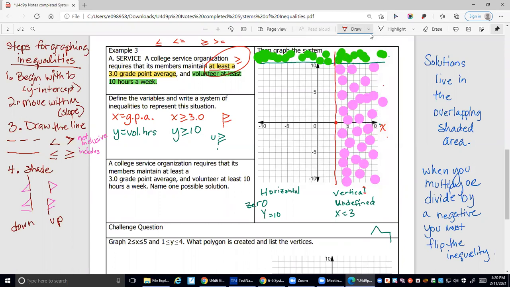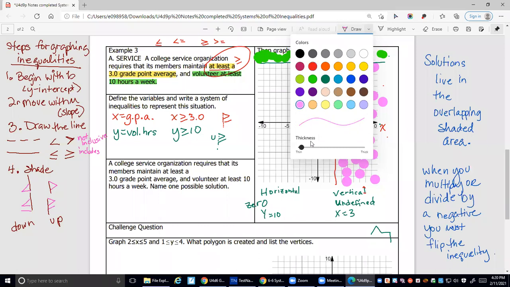Like so. And I'm going to extend my shading.